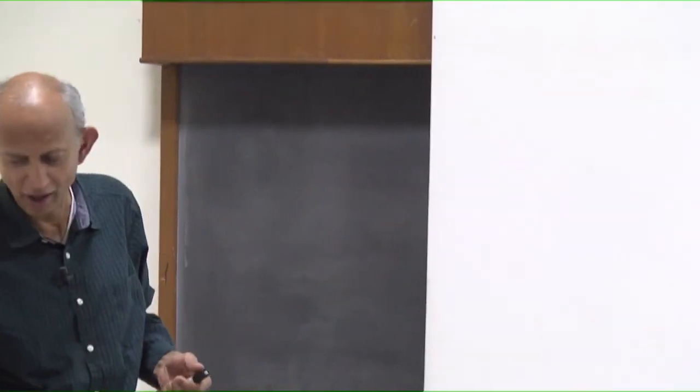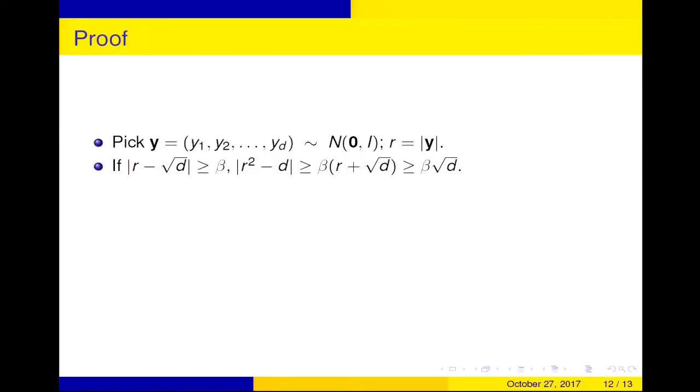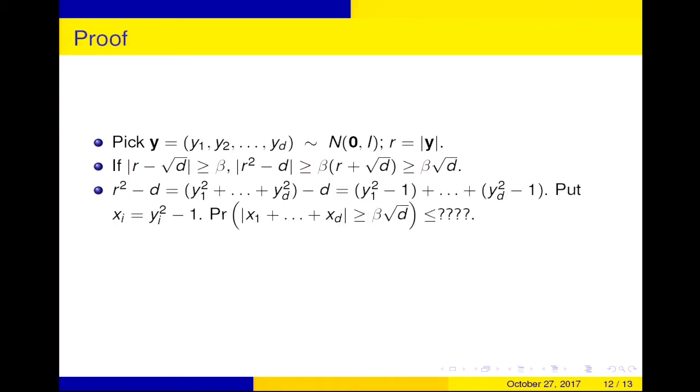So we are just doing the r is the radius. We want to make sure that 8 minus root t is at most beta, and if it is not, then you also have this, and that's greater than or equal to beta times root t. But r squared minus d now is the sum of independent random variables, which with mean 0. y1 squared is from there. Each of them is mean 0, and they're independent.